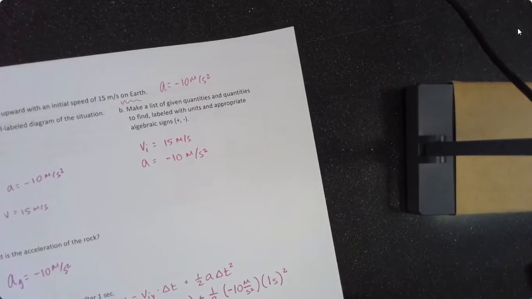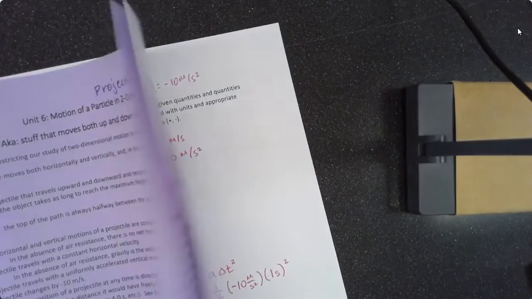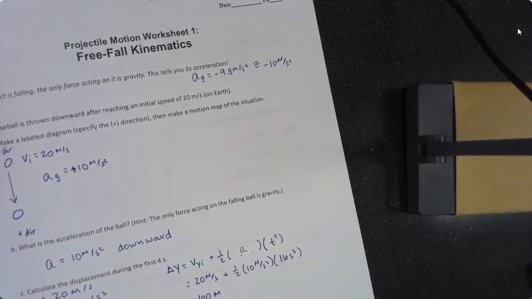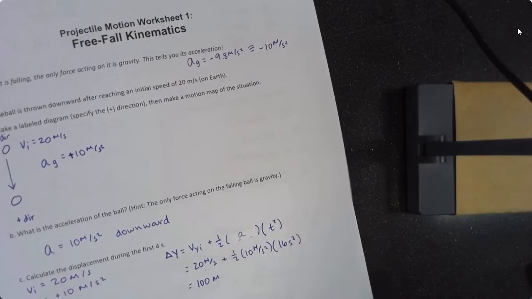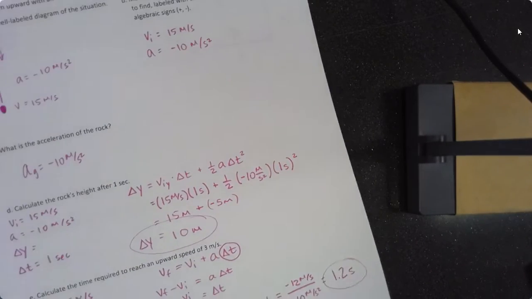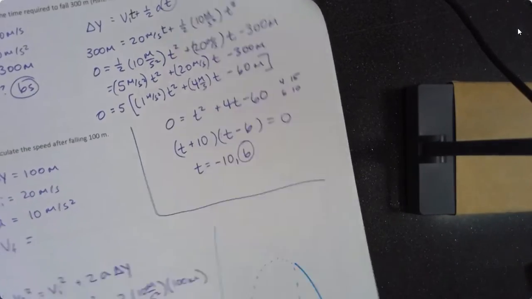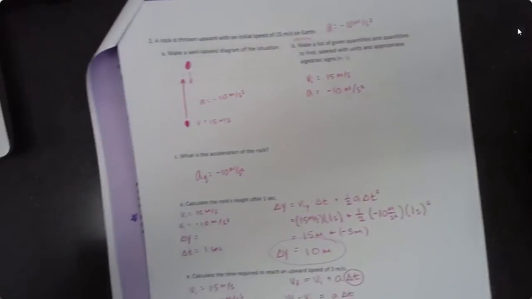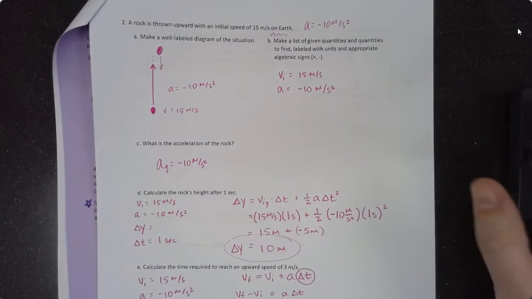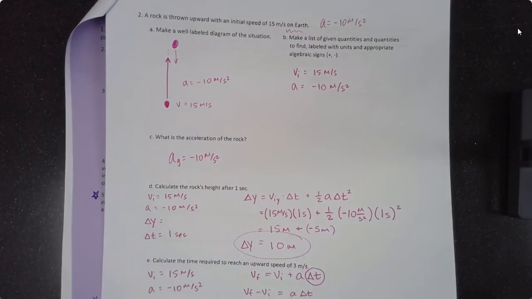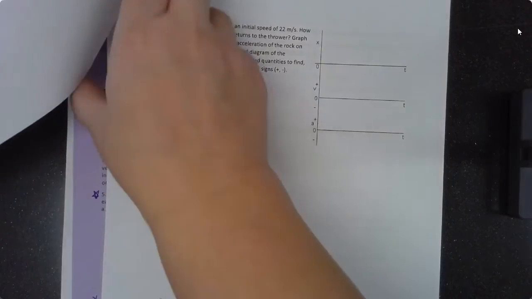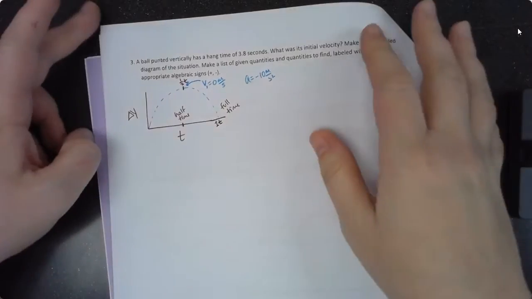We did a bunch of these. All right, so we did problem number 1 with the baseball that was thrown downward, all the way through the second part. The rock that was thrown upward, we did that too.